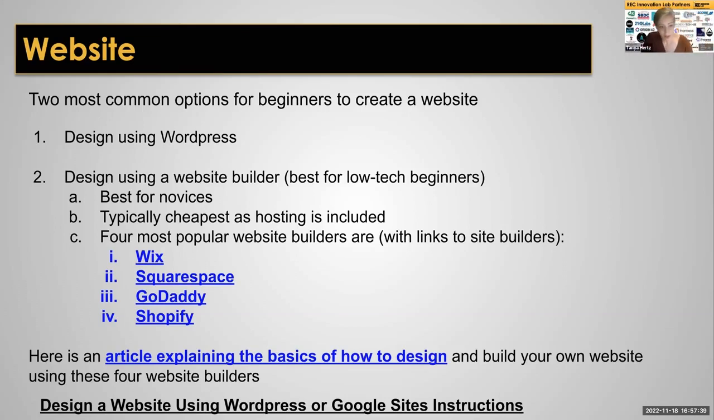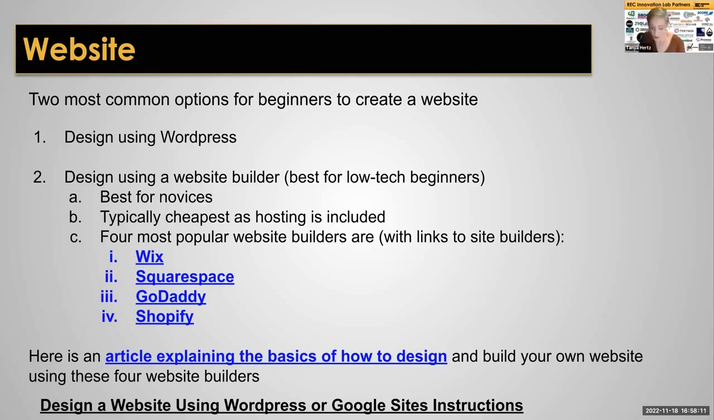So there's two different ways that you can create a website. Well, there's more ways than this, but the two main ways. You can either design it using WordPress, or you can design it using a website builder. And this is the best option for low-tech people, for beginners, for people who are going to be selling things on their website and don't know how to write a lot of code, right? I really don't recommend that you design your own website, either with a designer or yourself on WordPress, until you have a little bit of experience under your belt.